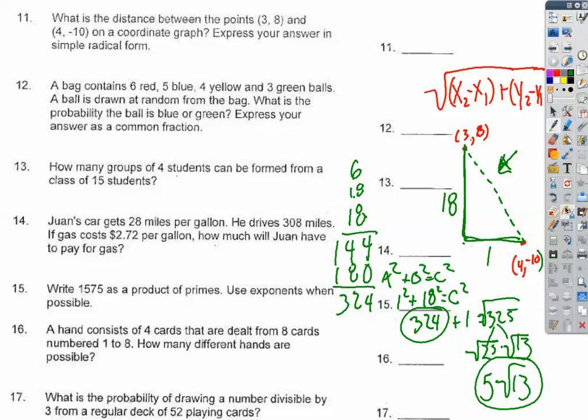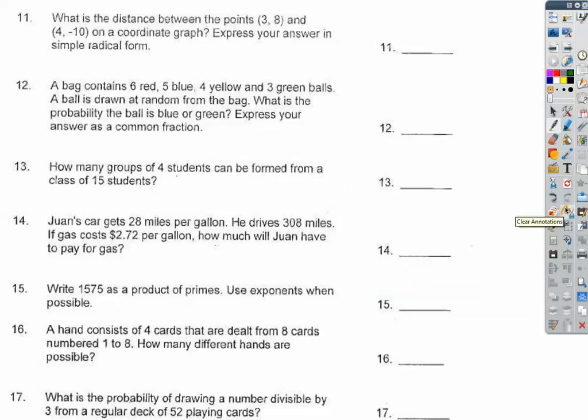Okay. A bag contains 6 red, 5 blue, 4 yellow, 3 green. A ball is drawn at random from the bag. What is the probability the ball is blue or green?